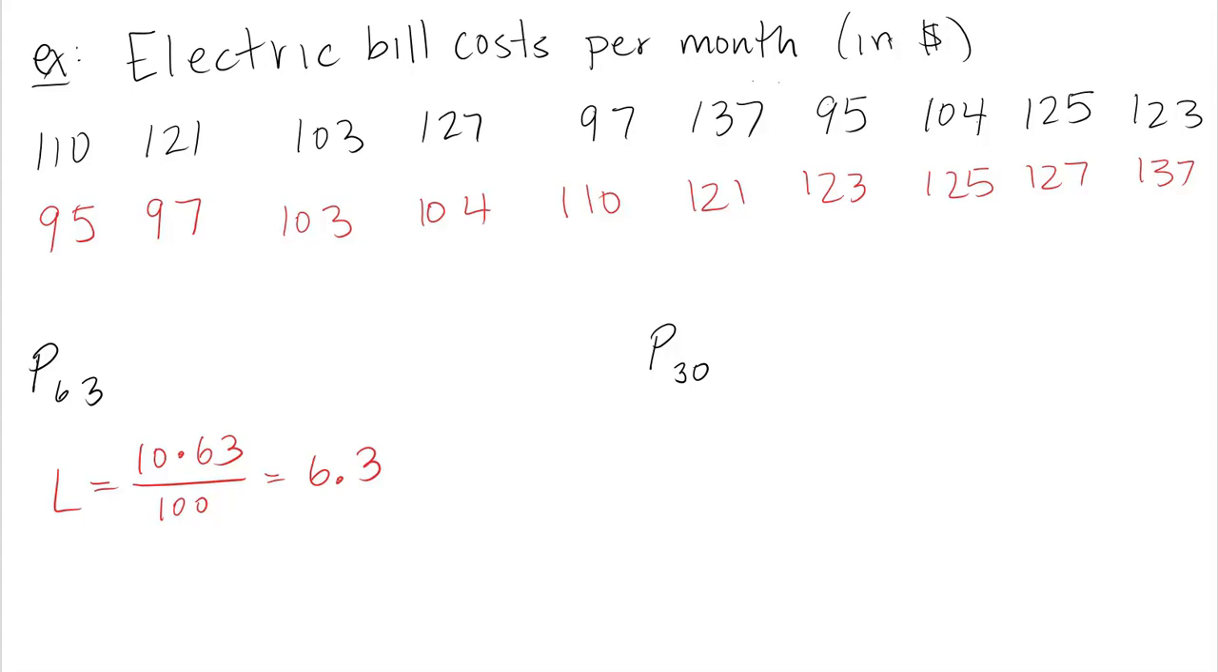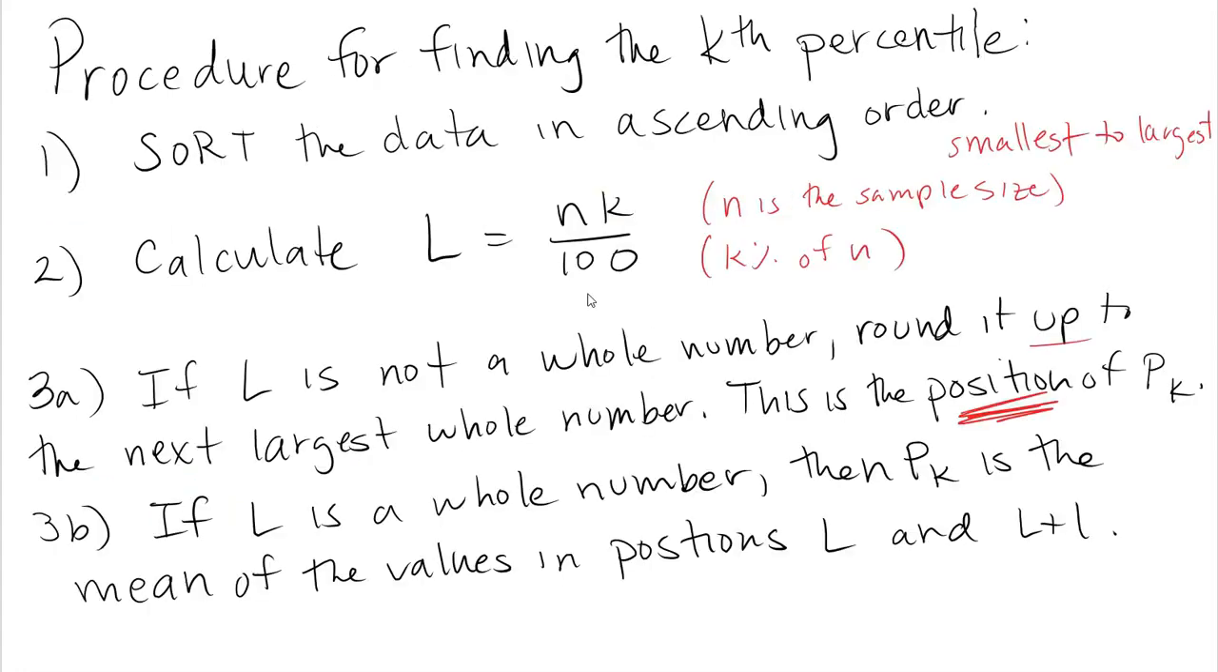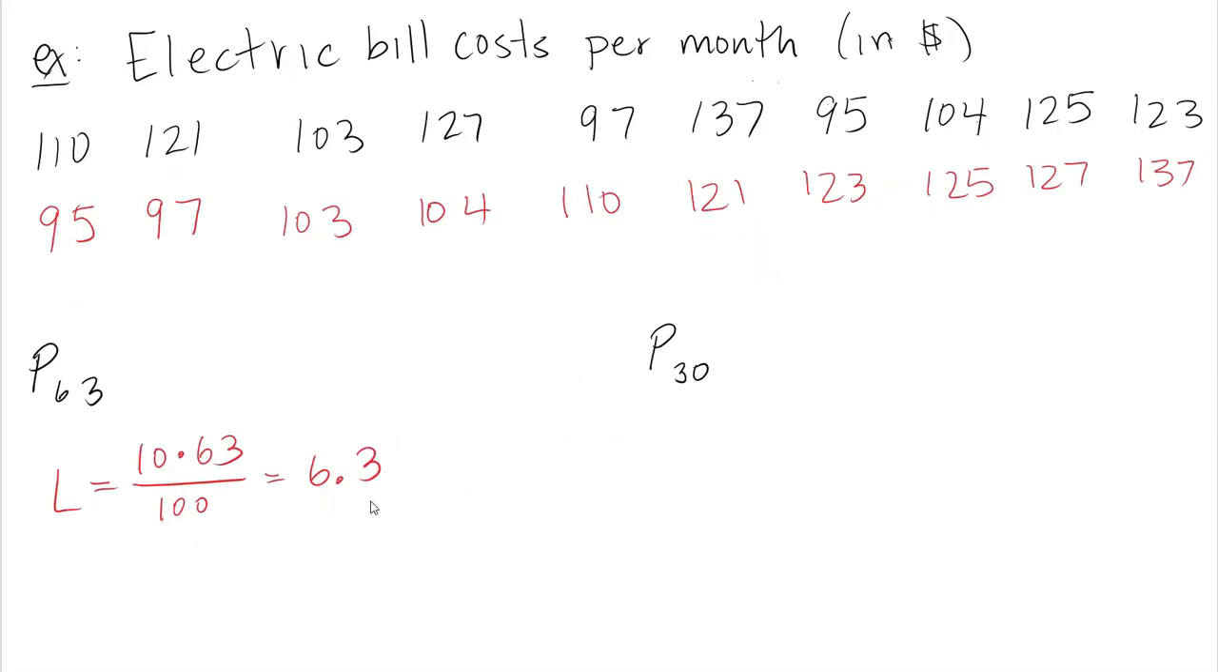That's not the answer. You don't get to stop there. Not only do we see that there's a step 3 that we haven't even touched yet, but also 6.3 just doesn't even make sense. Remember that the 63rd percentile should be bigger than approximately 63% of the data. 6.3 doesn't fall anywhere in this list. It's smaller than every piece of data. There's no way that the 63rd percentile of electric bill costs would be $6.30. That's not even a reasonable answer.